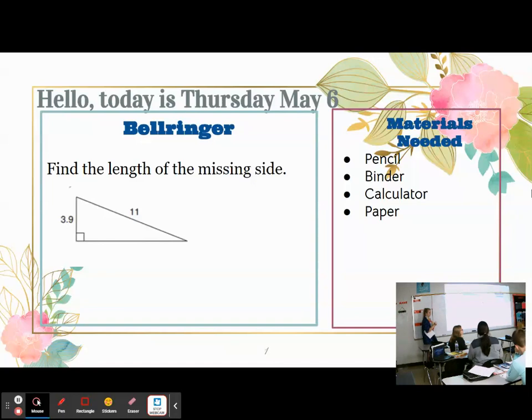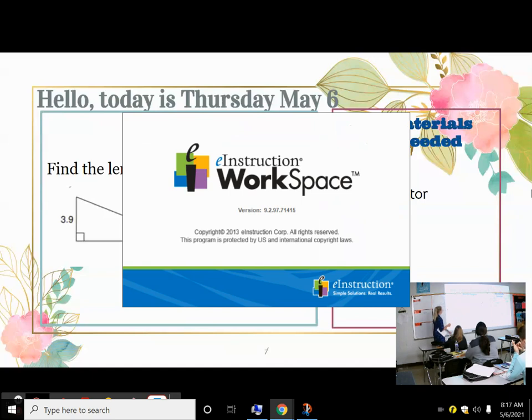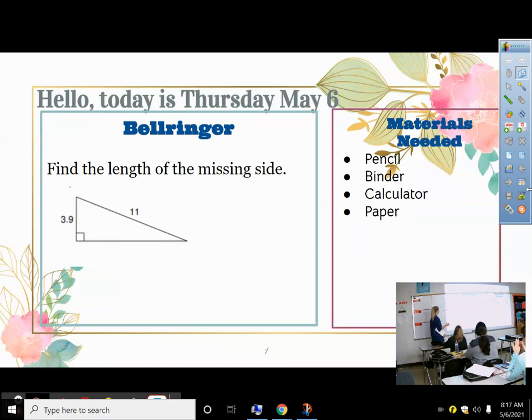Alright, Natalie's gonna explain how she did the bell ringer. Let's pay close attention. Let's go ahead and close our Chromebooks. Alright, Natalie, go ahead. So, this triangle to me was not 45, 45, 90 or 60, 30, 90. So I did 3.9 squared plus b squared equals 11 squared because this is the hypotenuse. It's straight across the right angle. And I worked it out. We got approximately 10.3.